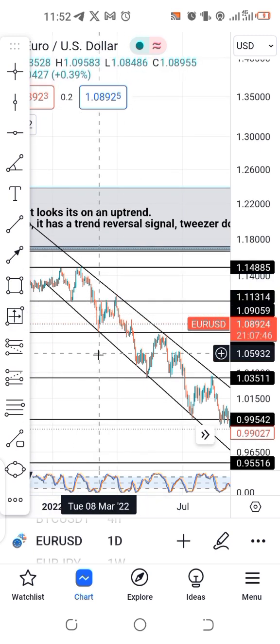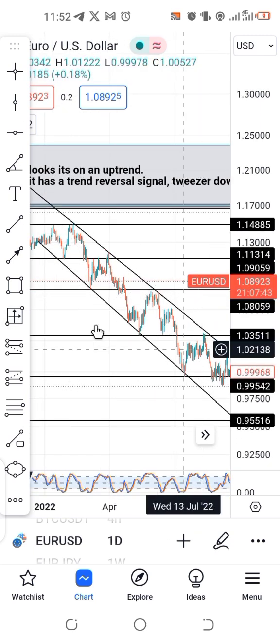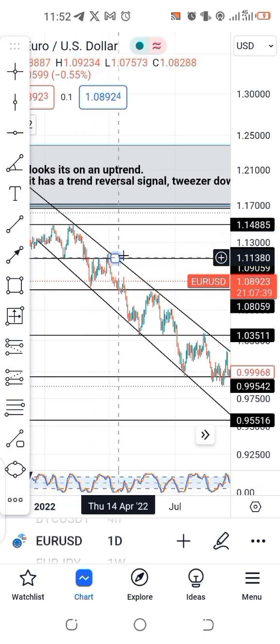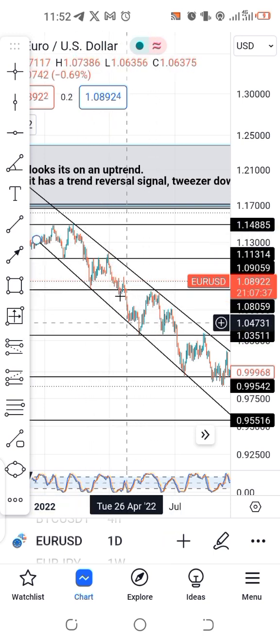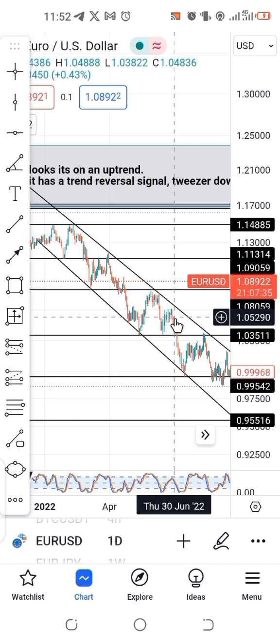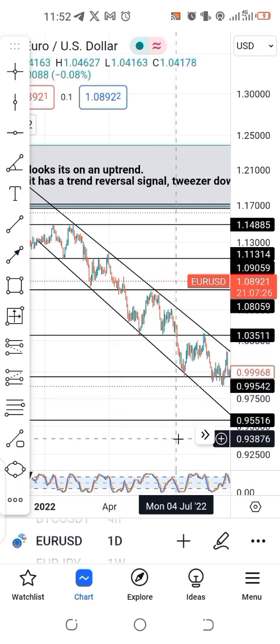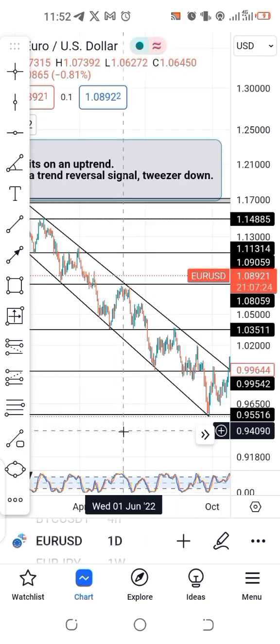Once you draw the diagonal support line, you see that whenever price comes to the support, it goes up, comes to the support, goes up, comes to the support, goes up. So you can draw this trend line to help you confirm the trades that you are taking. Okay, so that is how to draw your support and resistance lines and then trend lines.